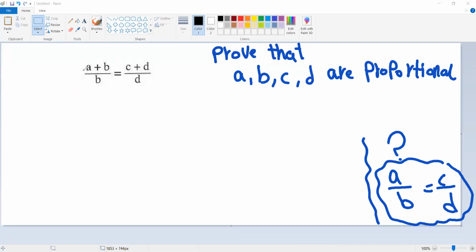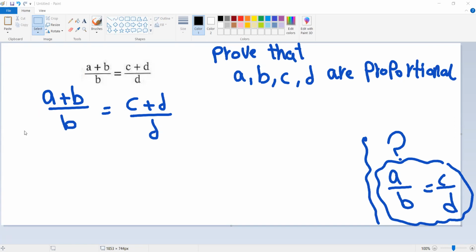Here we have a given. What is this given? The given is a plus b over b is equal to c plus d over d. And I want to prove that a, b, c, and d are proportional. And they are proportional if I manage to prove that a over b is the same as c over d.